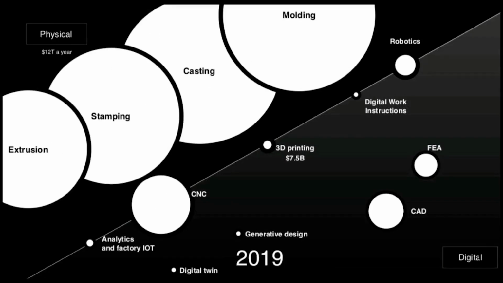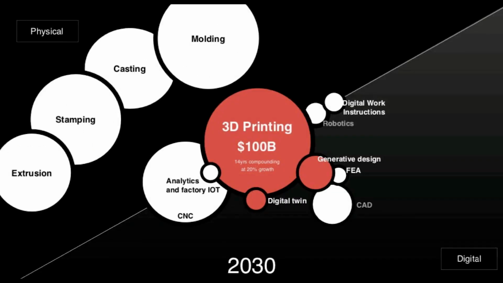Something I want to go back to is here, 3D printing was more in isolation in relation to these other technologies, whereas in 2030 you can see that integration is shown to take place. Another important thing about this graph is 3D printing is not going to replace conventional manufacturing.